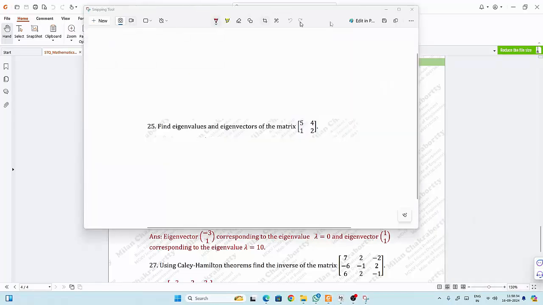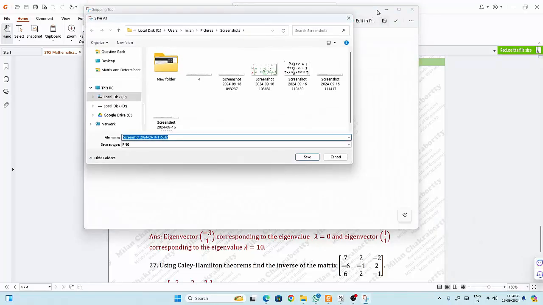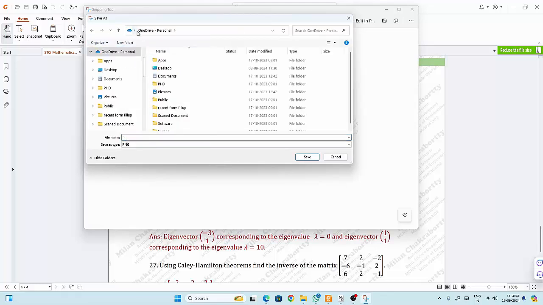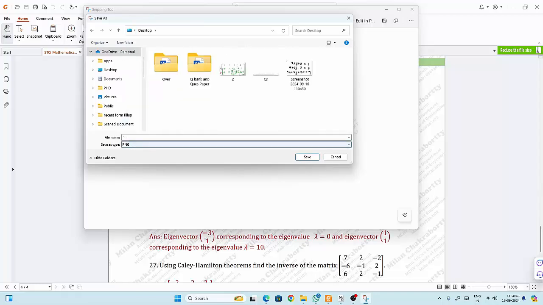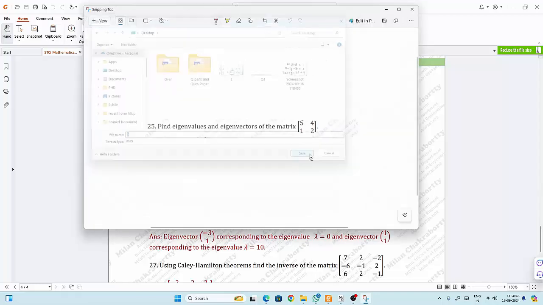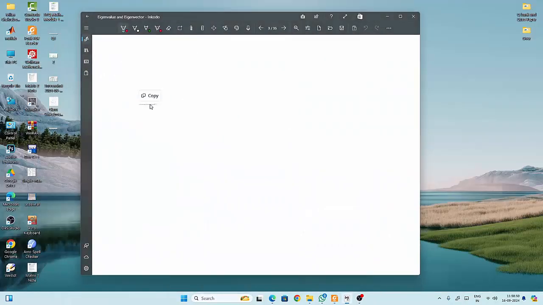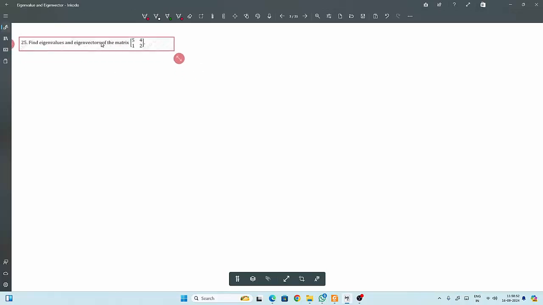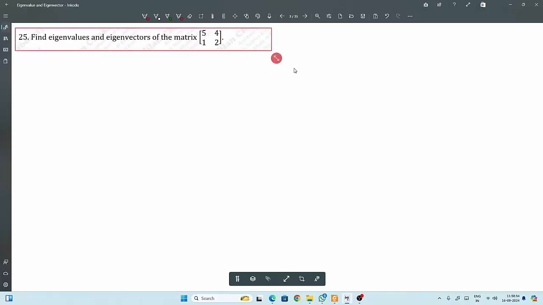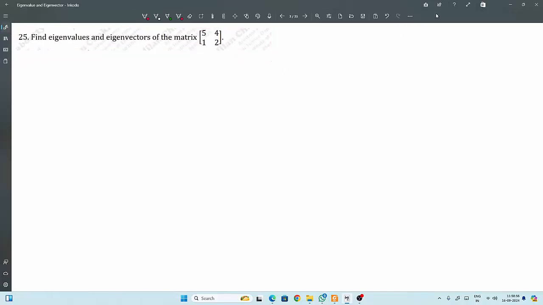So this will be the question. It is question number 25. Find the eigenvalues and the eigenvectors for the matrix. This is the given matrix. Now this is your A. So your A value is here.